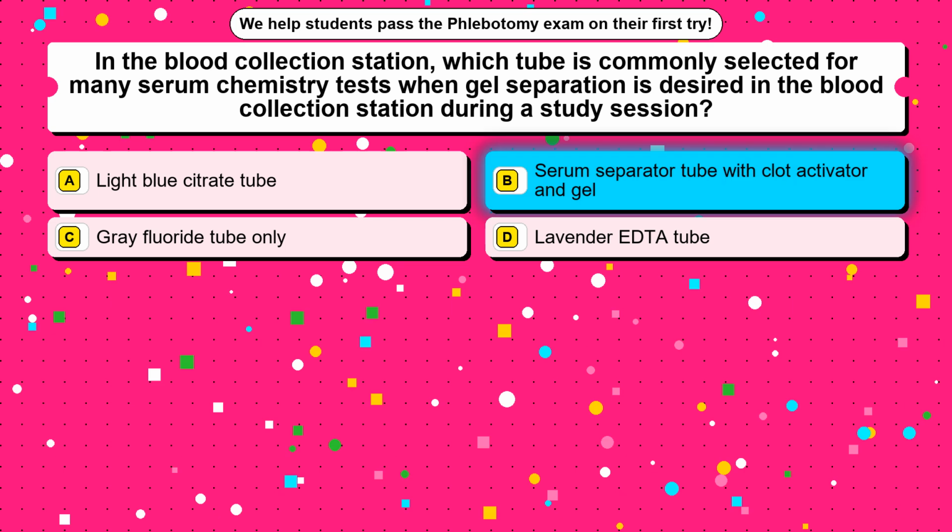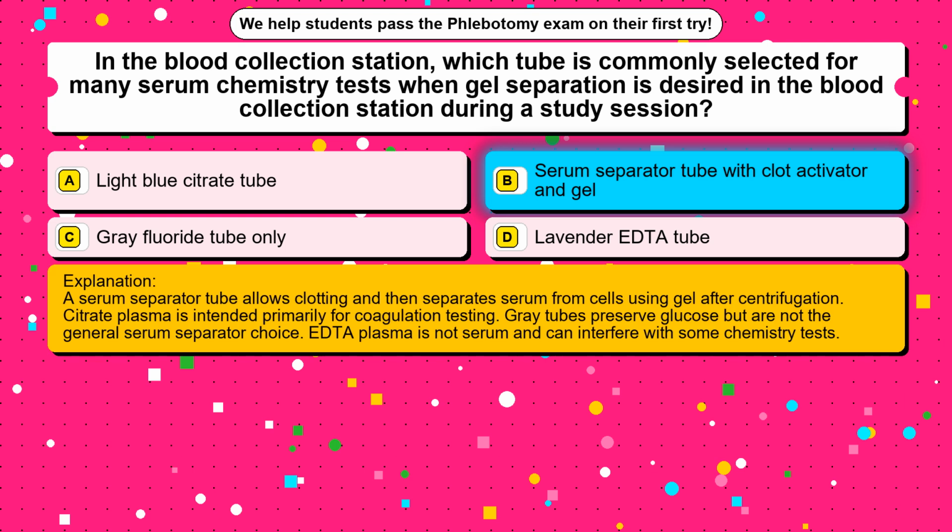The correct answer is option B, serum separator tube with clot activator and gel. A serum separator tube allows clotting and then separates serum from cells using gel after centrifugation. Citrate plasma is intended primarily for coagulation testing. Gray tubes preserve glucose but are not the general serum separator choice. EDTA plasma is not serum and can interfere with some chemistry tests.